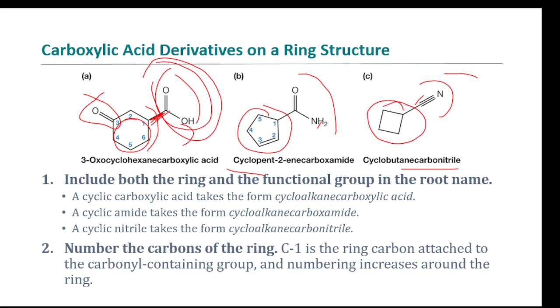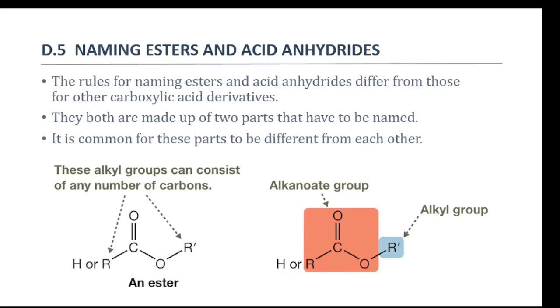This next one, cyclobutane, form a ring. Pretty straightforward there. The next part is going to be carbonitrile. And again, that's the extra carbon being recognized. Because if we had just had a nitrile at the end, that should have been in the ring somehow, but we couldn't fit it. All right. So let's talk about naming esters and acid anhydrides. The rules for naming the esters and acid anhydrides again differ from those for the other carboxylic acid derivatives.